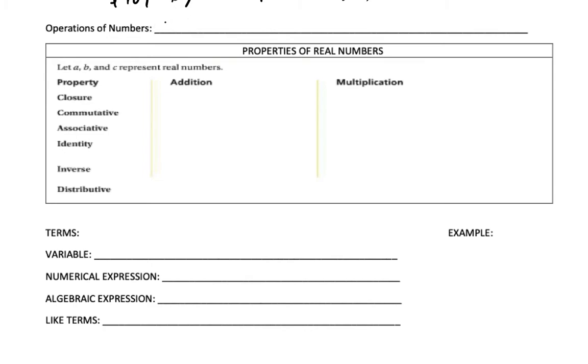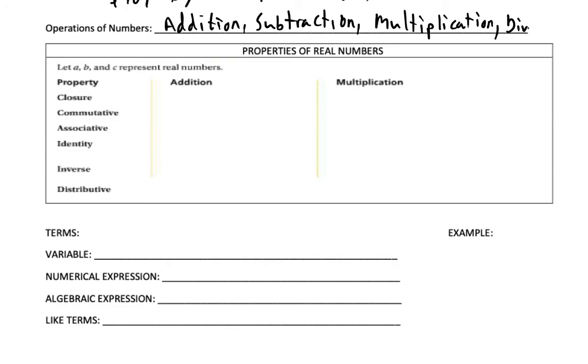Well, we have the four common ones, right? We have addition, we have subtraction, we have multiplication, and we have division. Now, for math terms, subtraction is actually just a fancy way of doing addition, and division is a fancy way of doing multiplication. So this means we can make properties for addition, and they'll apply to subtraction, and properties for multiplication that'll apply to division.